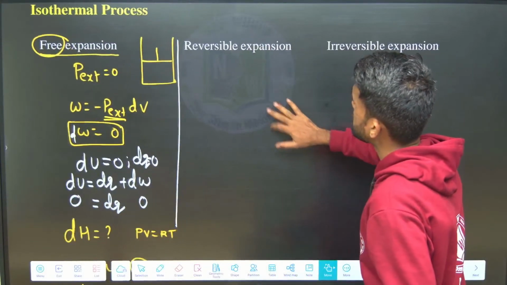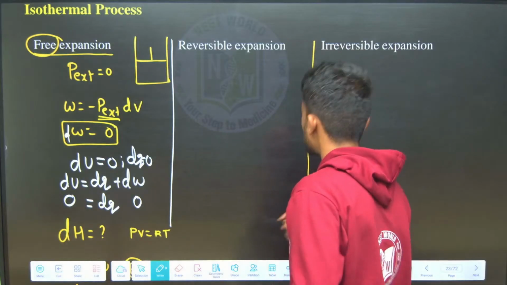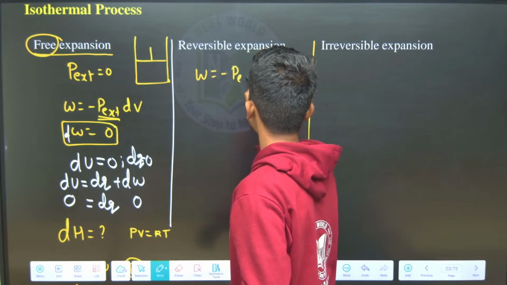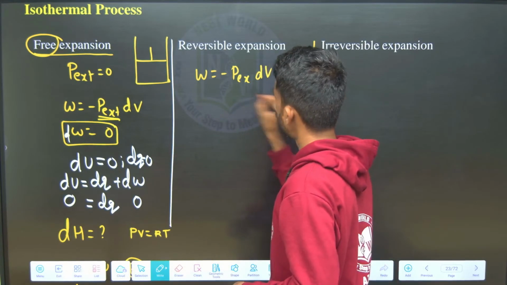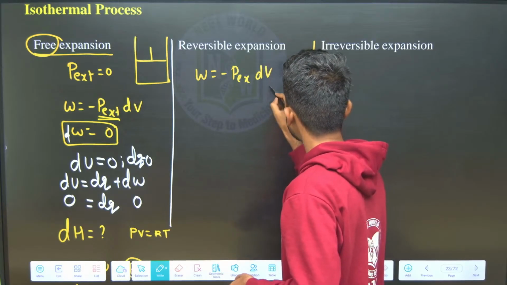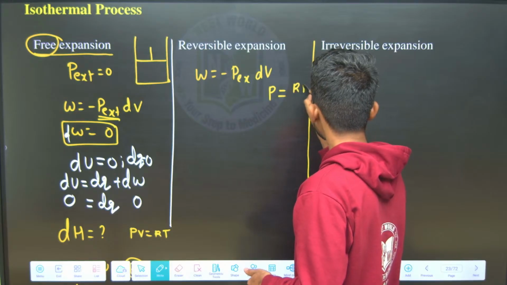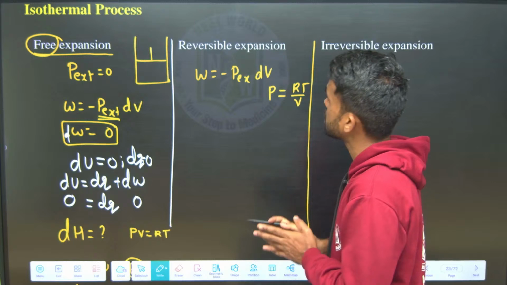Here we have reversible expansion. Look at this very carefully. We will discuss this clearly. Now W equals minus P external dV. For an ideal gas, PV equals RT, so I can take P as RT by V. So why am I taking this?